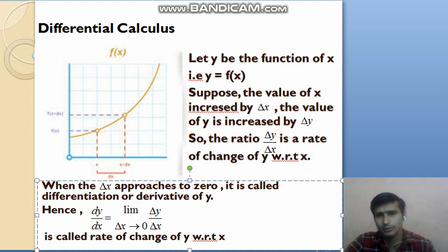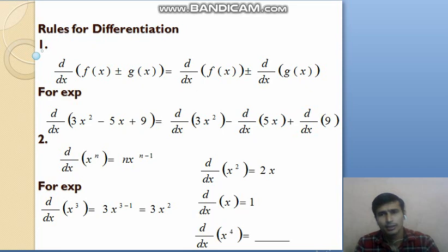So let us consider some basic rules for differentiation. There are many rules for differentiation in mathematics, but here we discuss only the few rules which are useful in physics, right? So rule number 1 is that the differentiation of a sum is the sum of the differentiations.